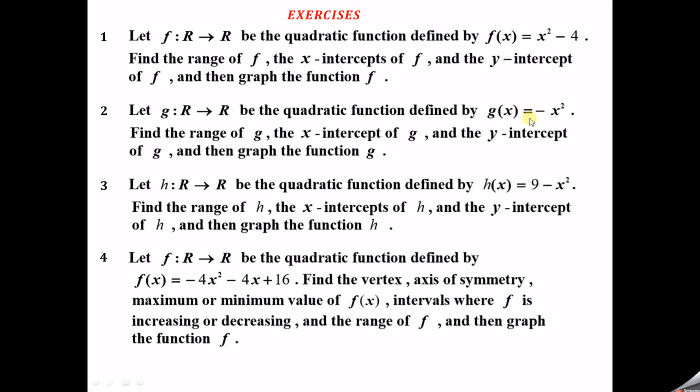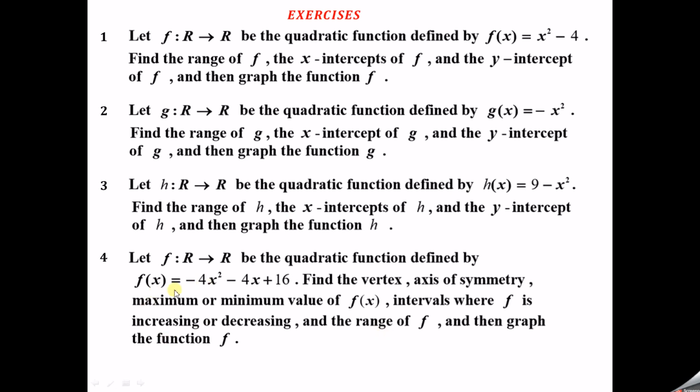And the second question has only an x square term. Therefore, the vertex is at the origin. Only x square term, vertex is at the origin. And the x square coefficient a is minus 1, negative. Therefore, the parabola is downwards. And using that, you can write the other points. Similarly here, h(x) is 9 minus x square. It has an x square term and a constant. Again, the parabola has its vertex on the y-axis, not at the origin, and it is downwards because the x square coefficient is negative. And you can try to write the other points.